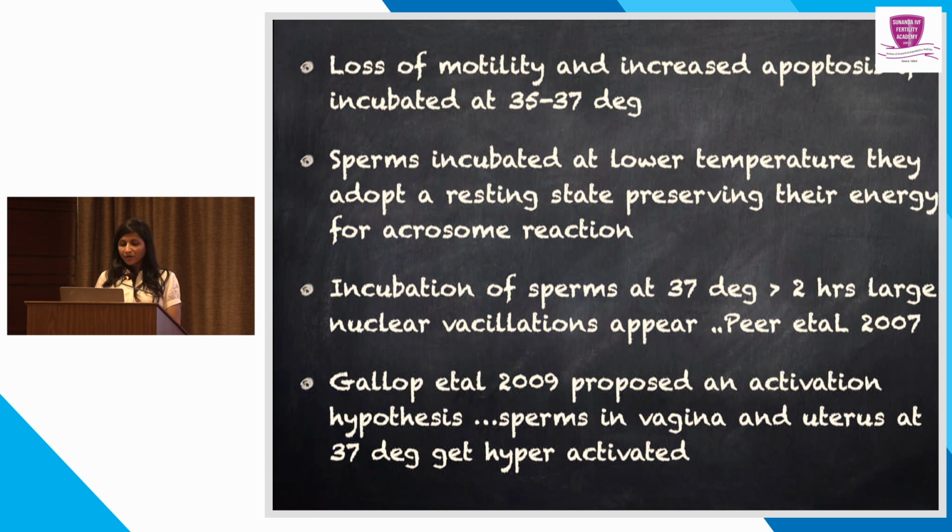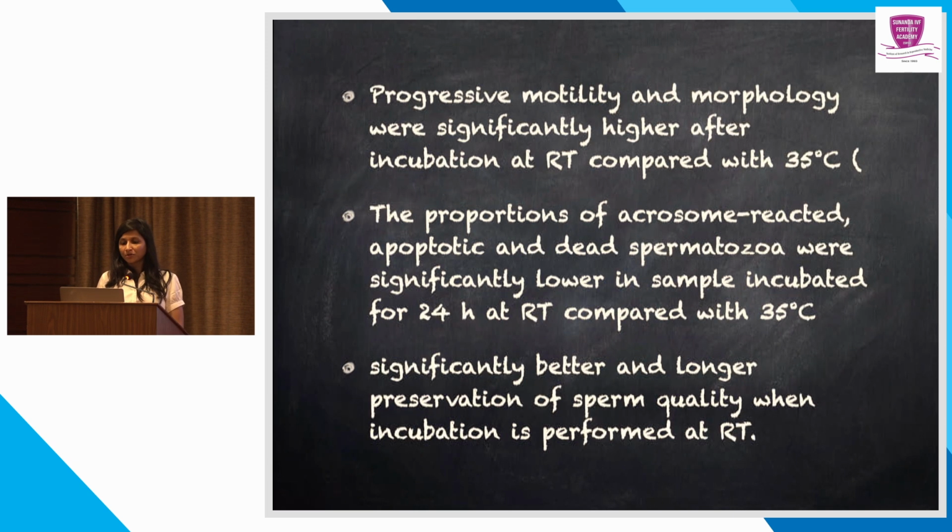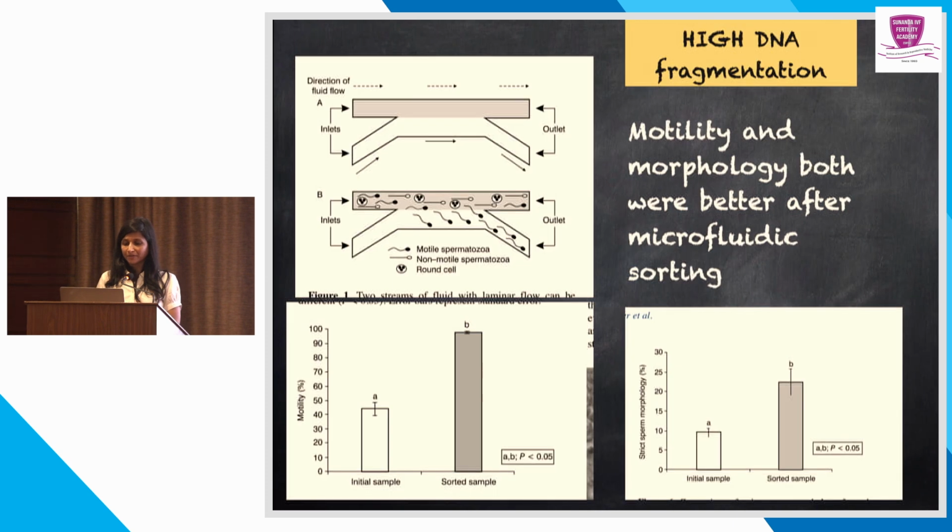Gallop et al. in 2019 proposed the activation hypothesis: the sperm in the vagina and uterus at 37 degrees get hyperactivated, and that will affect the acrosome reaction in this particular patient. Progressive motility and morphology were significantly higher after incubation at room temperature compared to 35 degrees, and the proportion of acrosome-reacted, apoptotic and dead spermatozoa was significantly lower in samples incubated for 24 hours at room temperature compared with 35 degrees. So there is significantly better and longer preservation of sperm quality when they are incubated at room temperature rather than at more than 35 degrees.